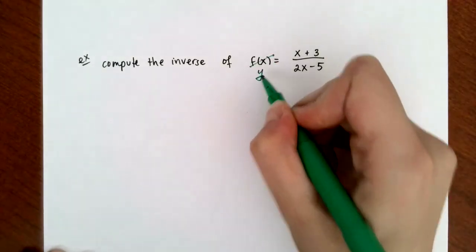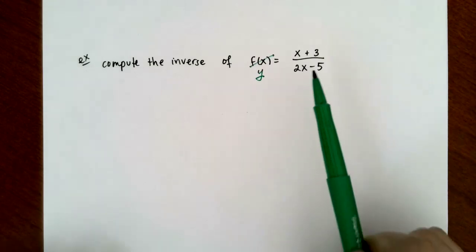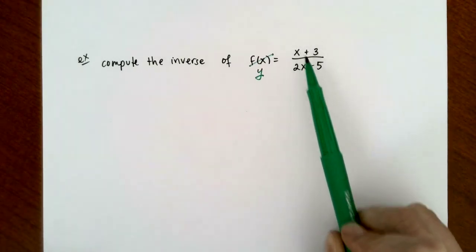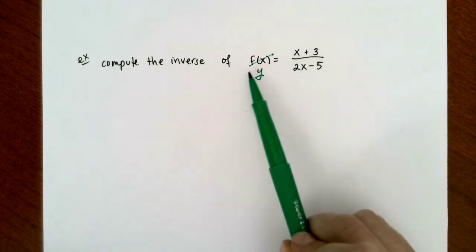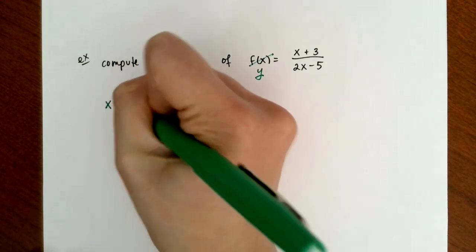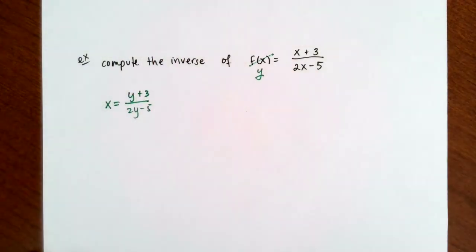First, I just sub in a y instead of f of x, so I can do algebra with it. And now I'm going to swap the x's and y's. And this is where I was talking about how there's two x's in the formula. So both of these will switch to y. This y switches to an x. So we end up with x equals y plus 3 over 2y minus 5.